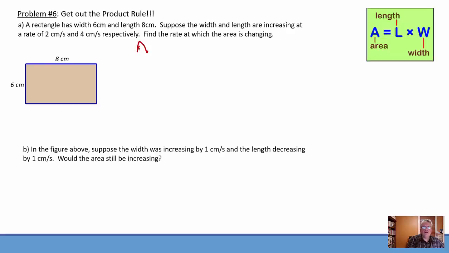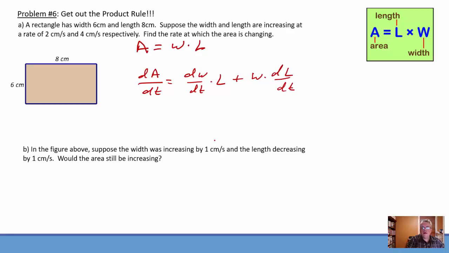So again, we need a formula that relates the quantities in the problem. So area equals W times L. Everything is dependent on time. Width is changing with respect to time, so is length, so is area. So when we take the derivative, we need the product rule. So it'd be dW/dt times L plus W times dL/dt. But now we just have to plug everything in.